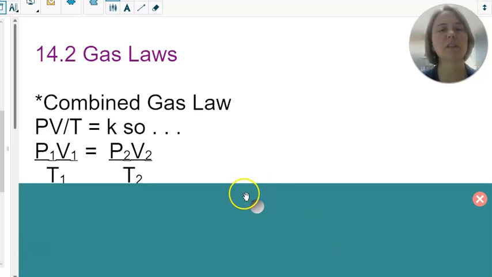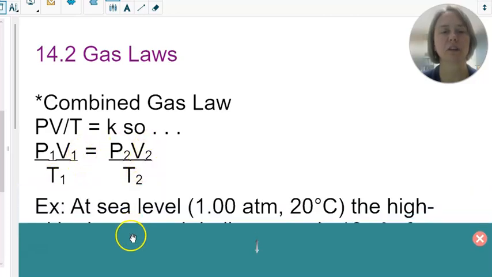So today we're going to be talking about the combined gas law. We put Boyle's law and Charles's law together to get PV over T equals a constant, so we know P1V1 over T1 is going to have to equal P2V2 over T2.